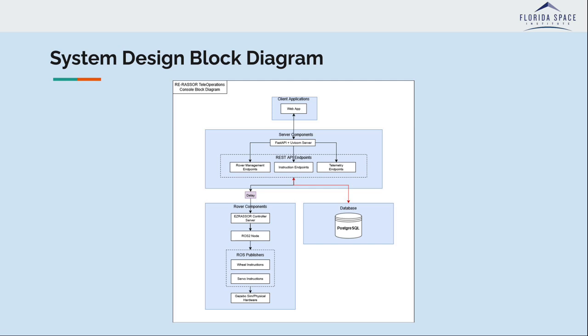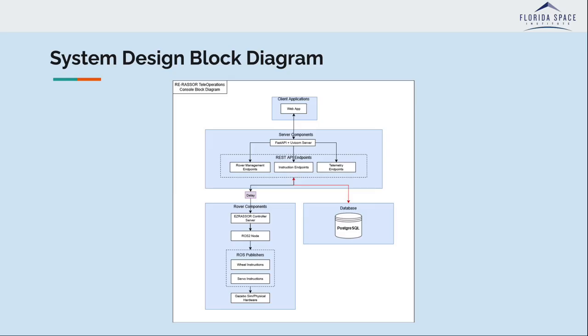What's on the rover is a ReRazor controller server, which is running a ROS2 node and has two publishers, wheel instructions and servo instructions. When the endpoints communicate to these publishers, they have a set of instructions, which depending on the rover that the user is controlling from the web app, will communicate those instructions to either the Gazebo simulation or the physical hardware.